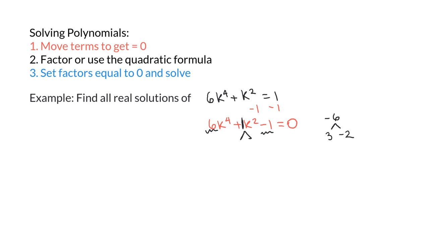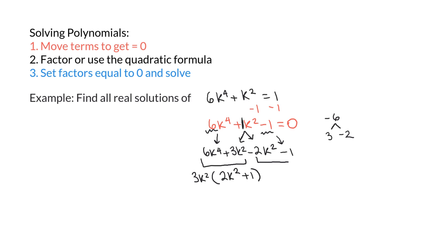So we split the middle term of 1k squared into 3k squared minus 2k squared and rewrite the other terms. 6k to the fourth plus 3k squared minus 2k squared minus 1. And then we group. From these first two terms, we can take out a GCF of 3k squared. Taking that GCF out, we're left with 2k squared plus 1.